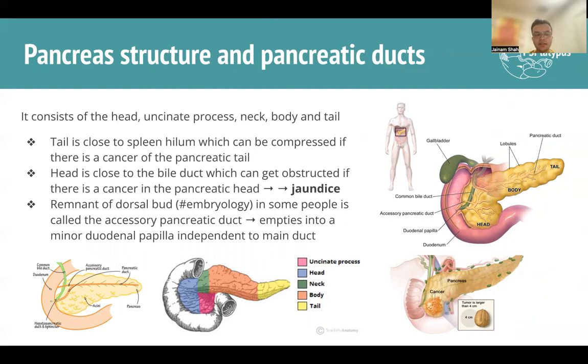Now, the tail is really, really close to the spleen or the hilum of the spleen. So a lot of people say the tail sort of tickles the spleen. And if you have a cancer in the pancreatic tail, it can compress parts of the spleen, which you can imagine what the consequences of that might be.